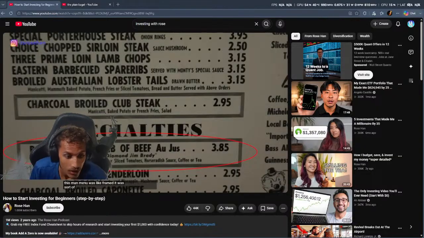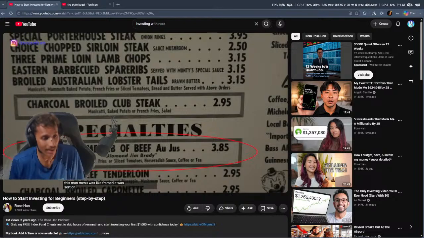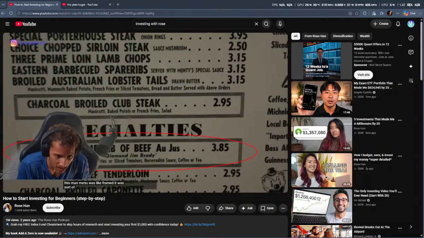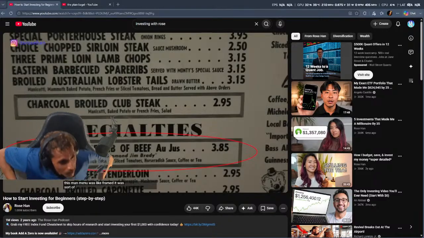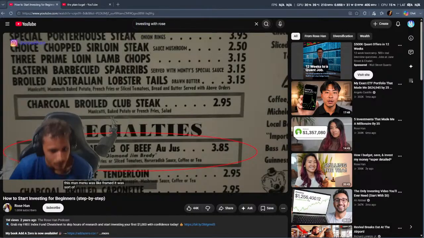No way! Yo! And that... Bro, nigga, I'm speechless. Let's see what else they got. They got broiled Australian lobster motherfucking tails for $3.15? Eastern barbecued spar ribs for $3.15? Nigga, a boneless prime rib of beef for $3.85?